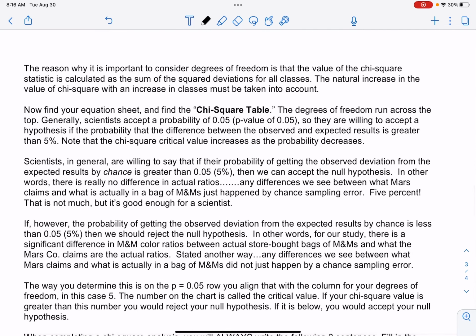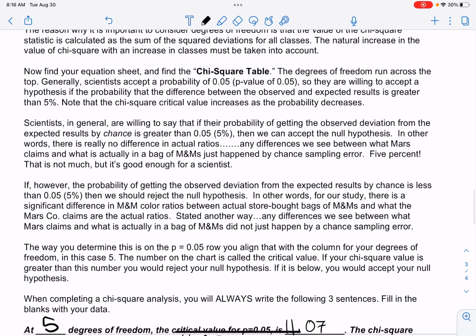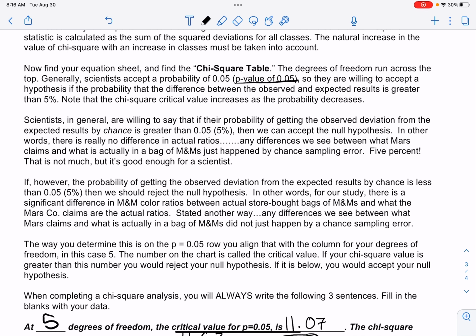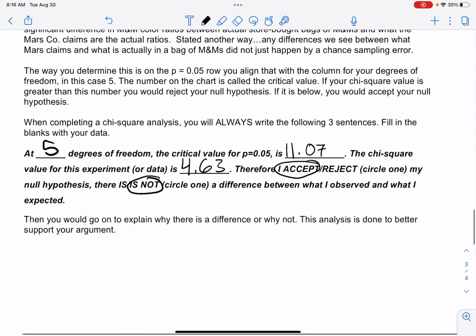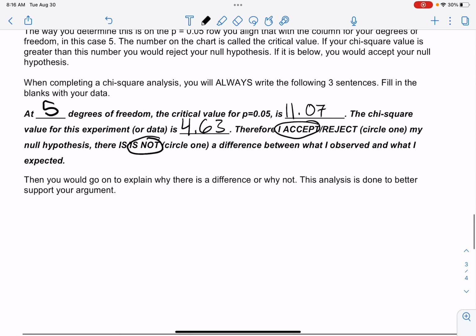Now, on my equation sheet that you get on every single test and we have in the classroom, or you can just Google AP Bio equation sheet, you find a chi-squared table. And you're going to find where it says P equals 0.05. And there's going to be a number on there. That number is what we call the critical value. And that's what we're going to compare to. So what we're going to say is at 5 degrees of freedom, the critical value for p equals 0.05 is 11.07. I got that off the chart off my equation sheet. The chi-squared value for this experiment is 21.